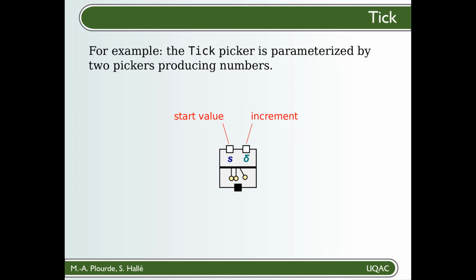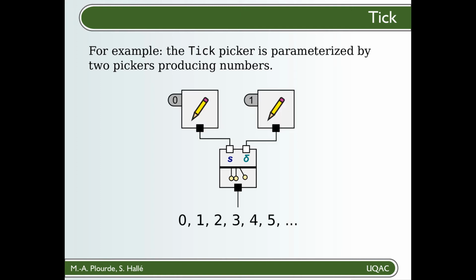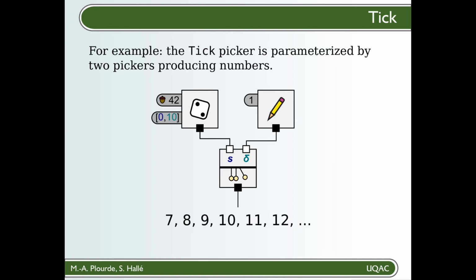This is where things get interesting. Depending on what pickers are passed to an instance of tick, the sequence of numbers it produces may exhibit different patterns. If we pick the constant picker 0 for S and the constant picker 1 for delta, tick acts as a counter, producing the values 0, 1, 2, etc. If we replace S by a random integer in the interval 0 to 10, this time tick will still count, but will start from a randomly selected value between 0 and 10.